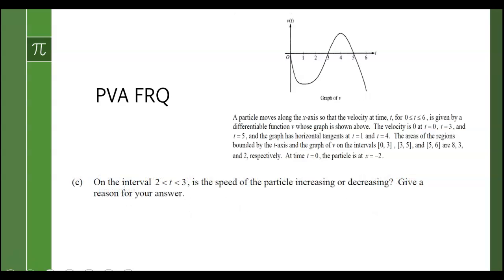Part C. On the interval 2 to 3, is the speed of the particle increasing or decreasing? Give a reason for your answer. Okay, so what do you say? Decreasing because velocity is negative, acceleration is positive. Good, so you want to go to 2 and 3, and we say, okay, velocity is negative, however, the function is increasing, therefore, it is decreasing.